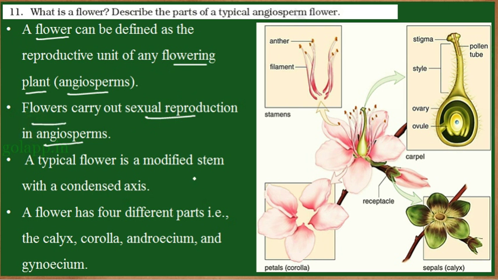A typical flower. A flower is also called a modified stem. The stem is modified into the floral parts, which contain 4 whorls, that is calyx, corolla, androecium and gynoecium. These are the 4 parts of the flower, and they arise from the modified stem, arranged together as 4 whorls in a flower. Let us study these structures in detail.